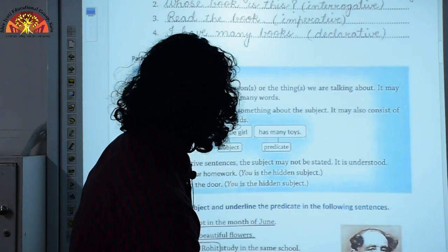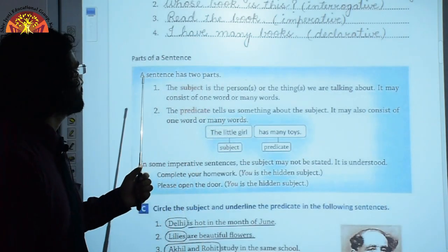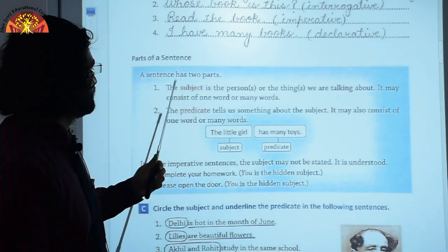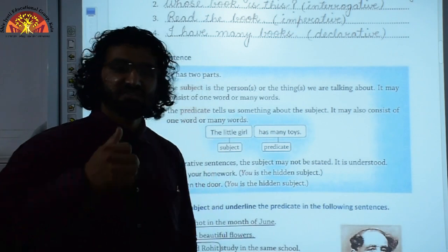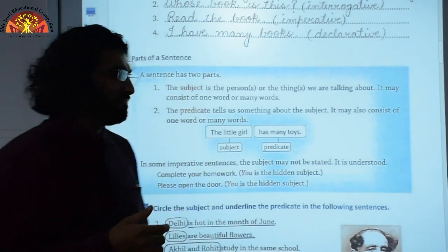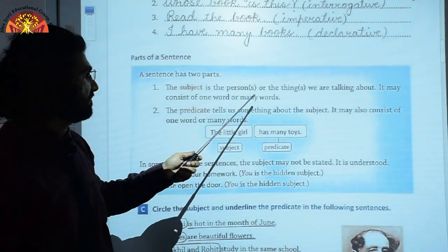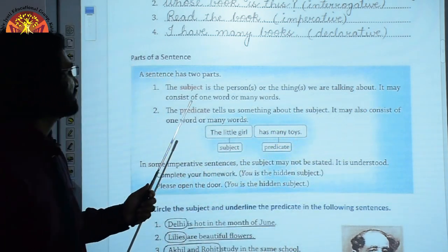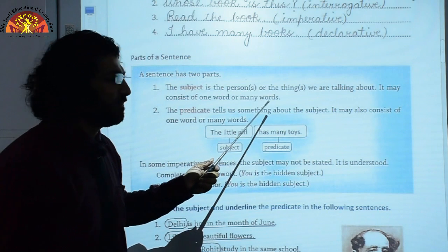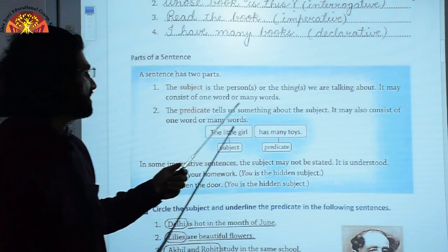Now we will study parts of a sentence. Okay. A sentence has 2 parts, subject and predicate. The subject is the person or thing we are talking about. It may consist of one word or many words. Okay, what is a subject?